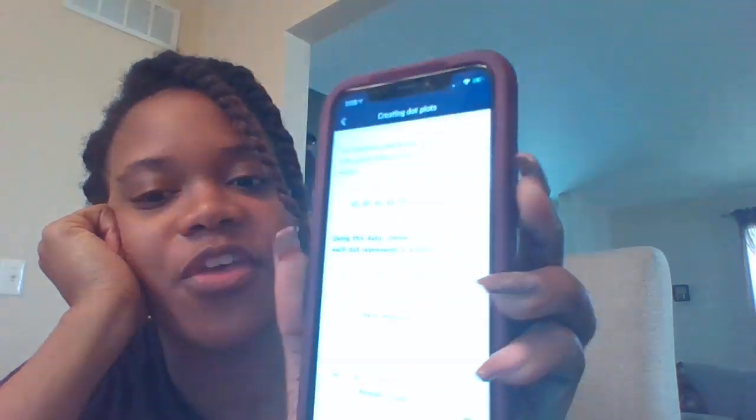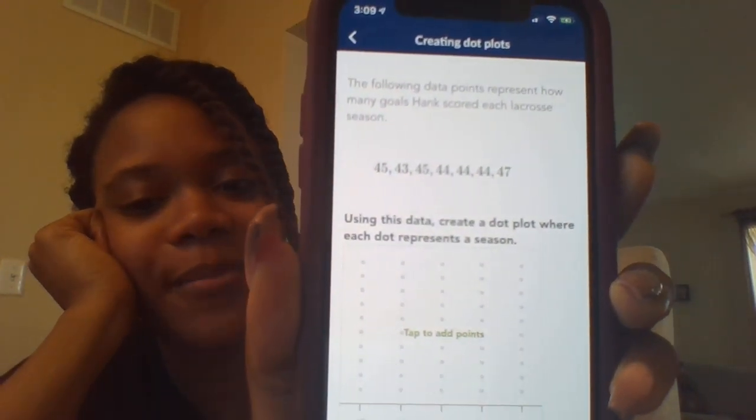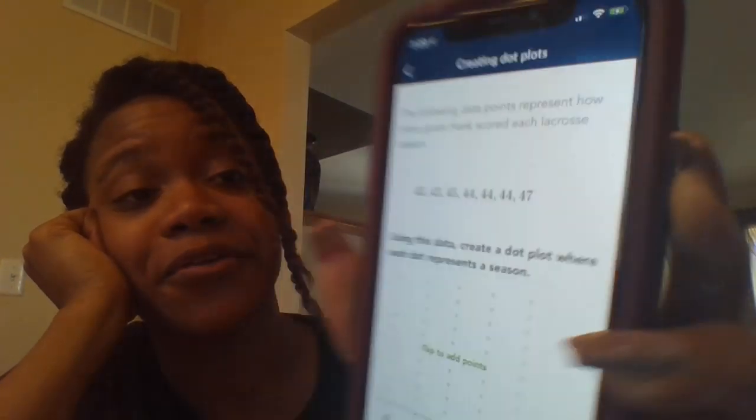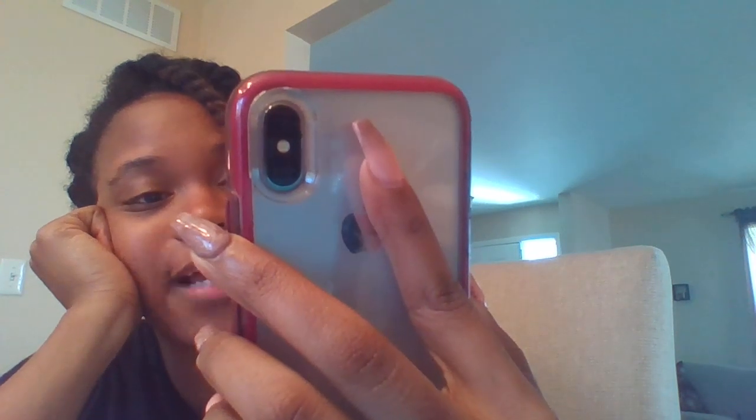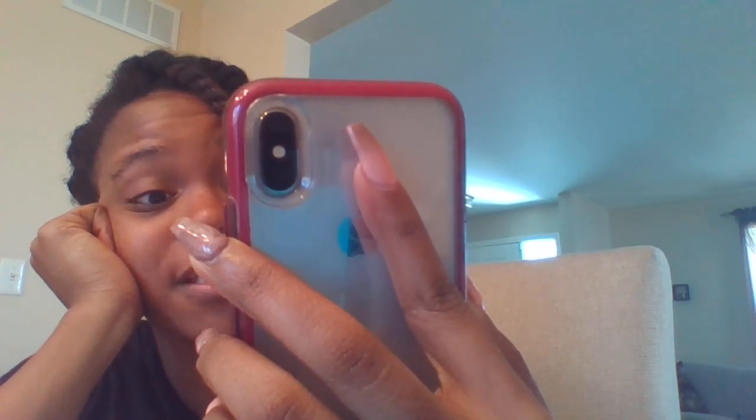In the next problem, similar scenario or similar information, but they just don't give it to you in a frequency table. So now you actually have to look yourself and see how many times the different values appear. In this scenario, it says the following data points represent how many goals Hank scored each lacrosse season.